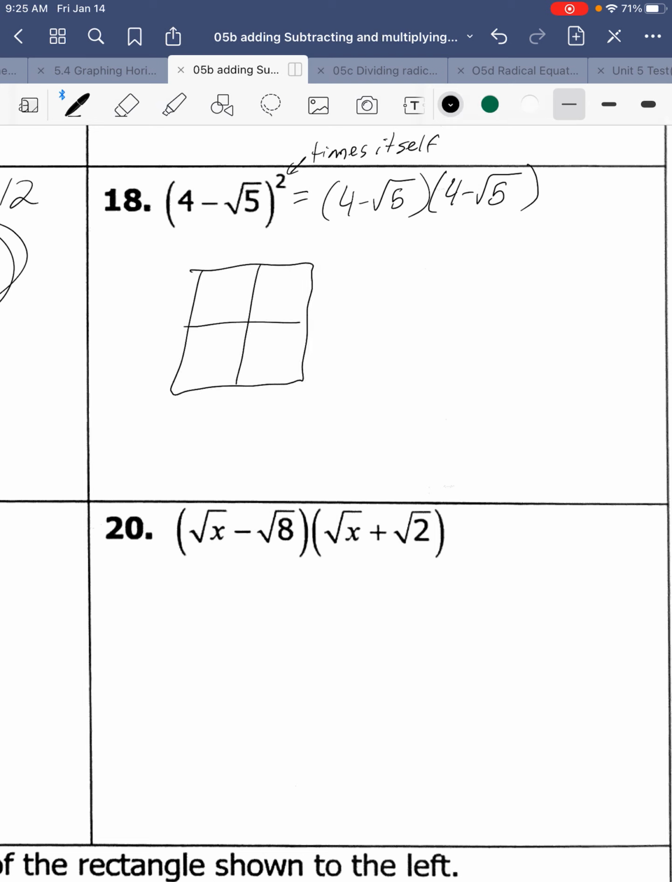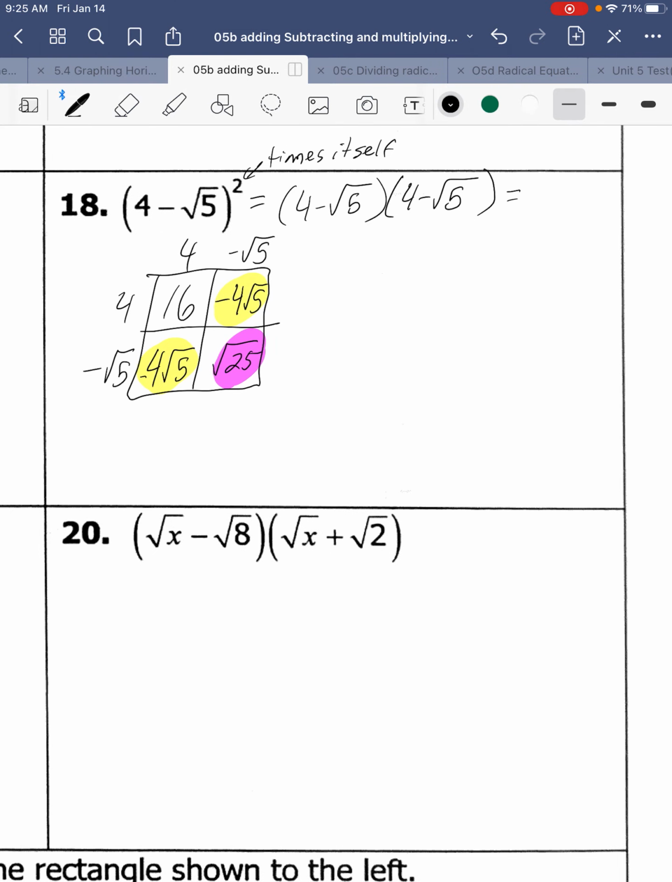All right, let's do the Punnett Square. So we have 4 minus square root of 5, 4 minus square root of 5. We're going to multiply 4 times 4, negative 4 square root of 5, negative 5 square root of 5 times 4 is a negative 4 square root of 5, and a negative times negative is a positive, and that's going to be a positive 25. Like terms, a lot of times they are diagonal of each other if there are any. Well, those are like terms. We also got to simplify the square root of 25, and 16 is already simplified. So let's see what we got here.